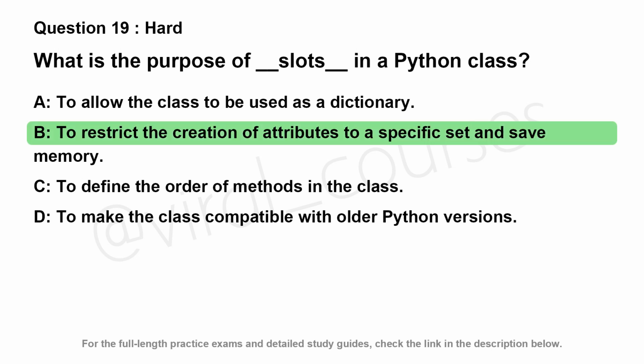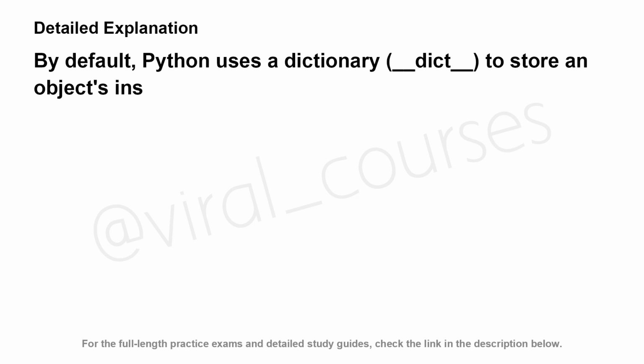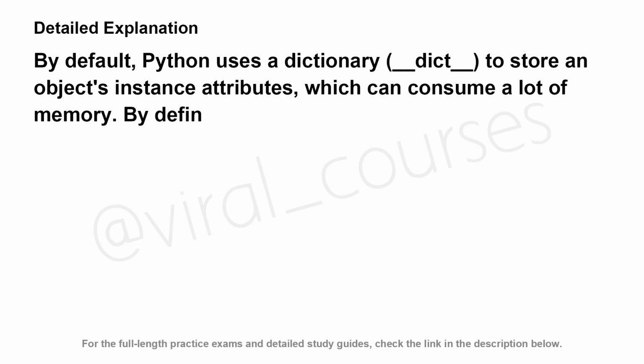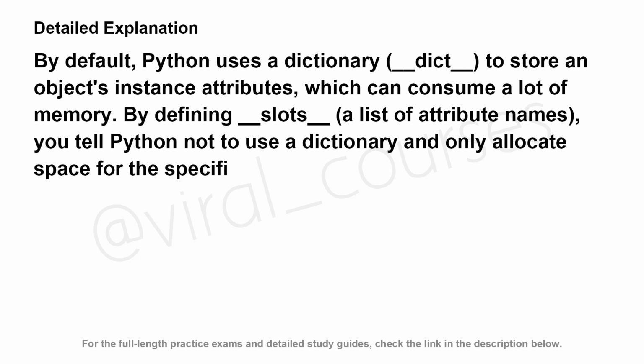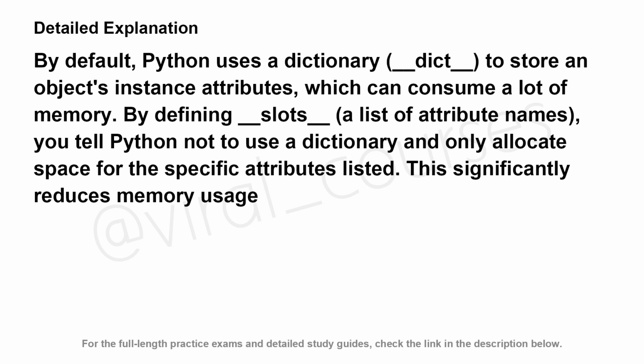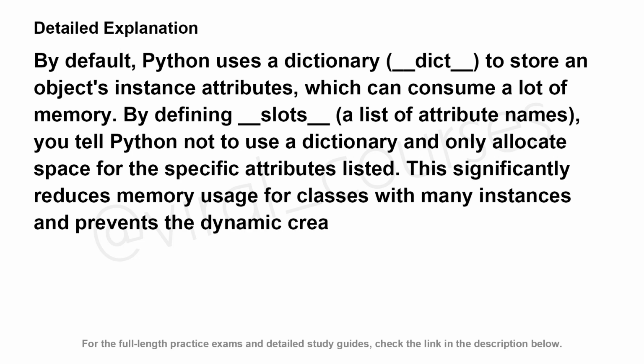The correct answer is B. By default, Python uses a dictionary, __dict__, to store an object's instance attributes, which can consume a lot of memory. By defining __slots__, a list of attribute names, you tell Python not to use a dictionary and only allocate space for the specific attributes listed. This significantly reduces memory usage for classes with many instances and prevents the dynamic creation of new attributes.